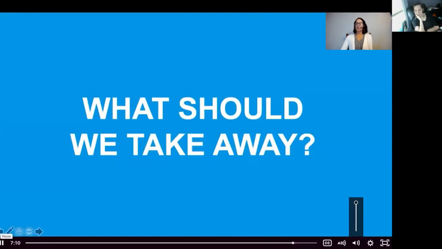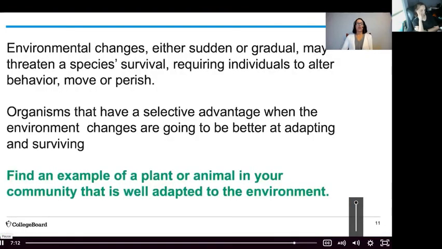So what's our big takeaway on adaptations? Well, environmental changes, either sudden or gradual, can threaten a species' survival, requiring individuals to alter their behavior. Maybe it's a behavior, maybe it's a physiological trait, move or perish. Organisms that have a selective advantage when the environment changes are going to be better at adapting and surviving.